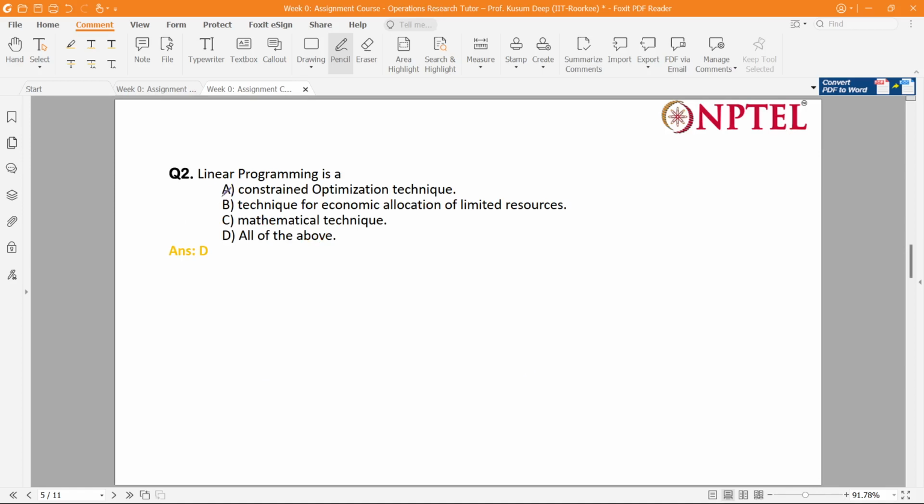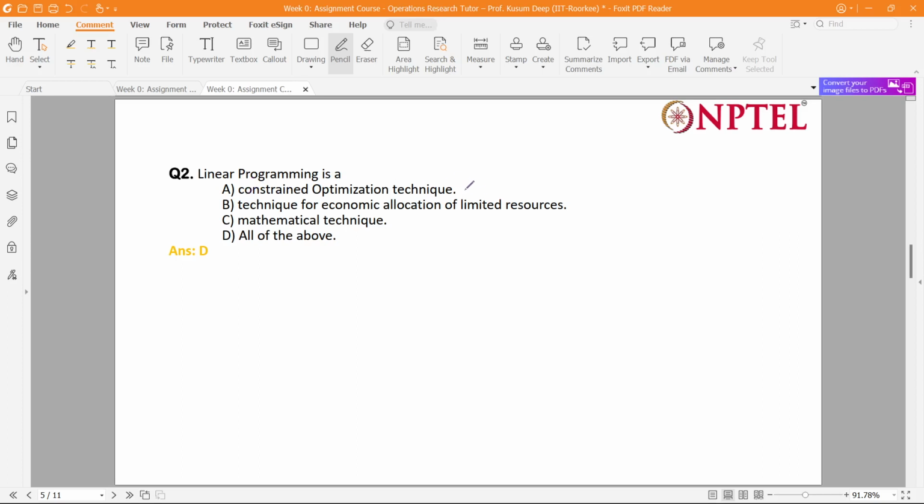So you can say, if there is a question: linear programming problem is a constraint optimization technique for economic allocation of limited resources, mathematical technique, or all of the above. Previously we were saying that in the general formulation of a linear programming problem, we observed that optimization is maximum or minimum type, so that there is an optimization function. That is used for the optimization technique, and which involves the constraints. Based on those constraints, we are optimizing the function.